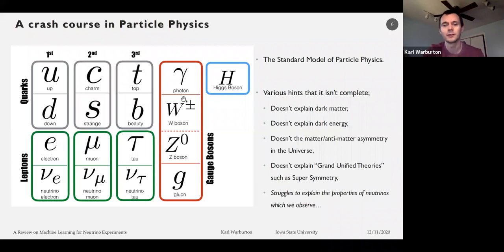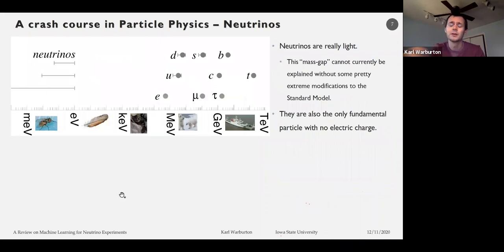Yes, in addition to all of these things, it really struggles to explain the properties of neutrinos, which is what Enrique and I spend our time researching. So just a little bit more information about these neutrinos. If you arrange all of these particles, there are ways that we know that neutrinos are really strange. So this unit here is a mass scale. We'll ignore what exactly an electron volt is.